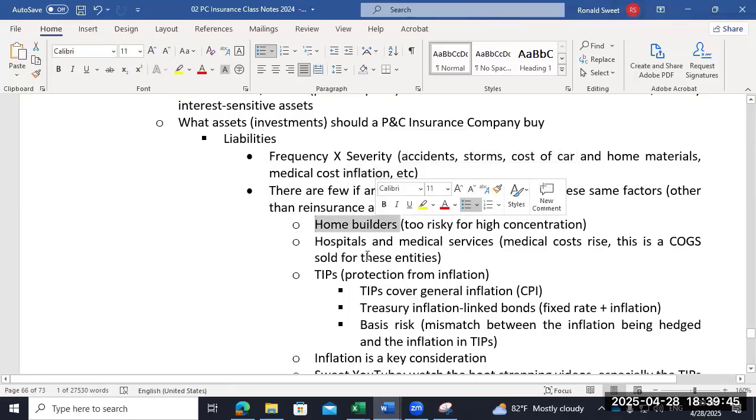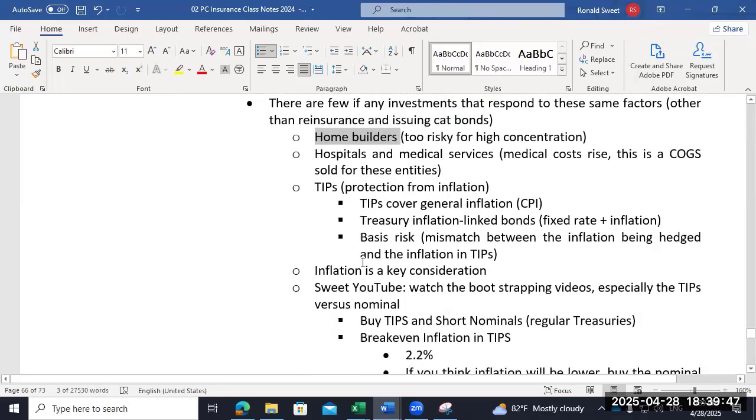You could buy home builder stocks, but no one's going to have 50, 60% of their portfolio in home builder stocks. It's too risky, it's too concentrated. You could invest in hospital or medical services for the bodily injury side, but that's actually part of their cost of goods sold. That's really not going to help you much. So TIPS is it.